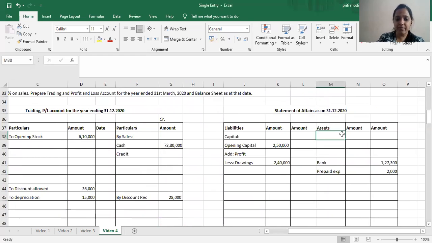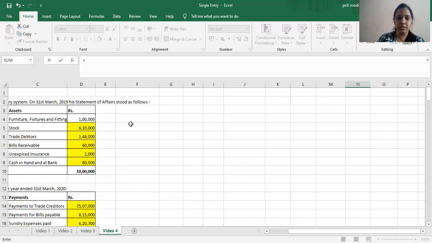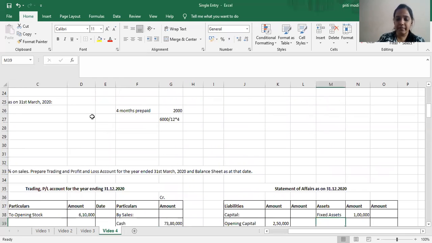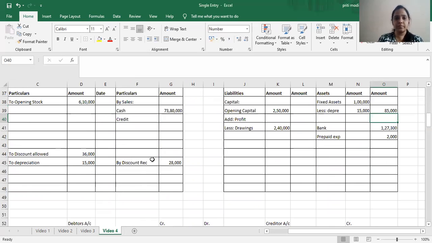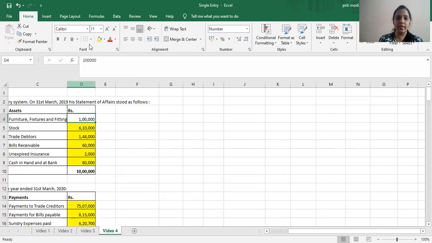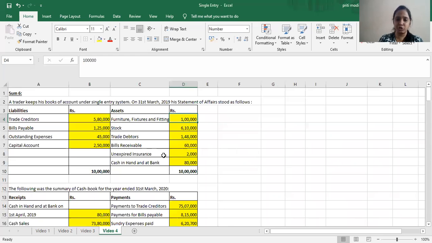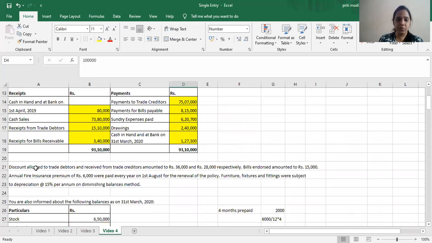Okay, so we have over here fixed assets, writing in the inner column as rupees 1 lakh, and then we are doing less depreciation. Less depreciation is coming as 15,000, and in the outer column we are writing 1 lakh minus 15,000, that is 85,000. So 1 lakh wasn't done. I am now making it yellow, signifying this is also done. Okay, so the notes that were given, that is done.